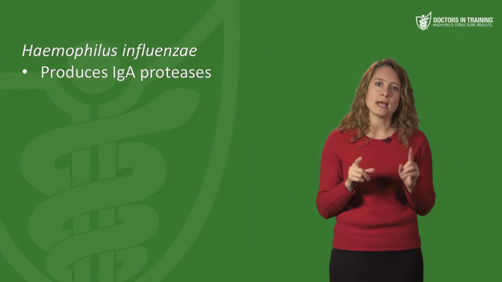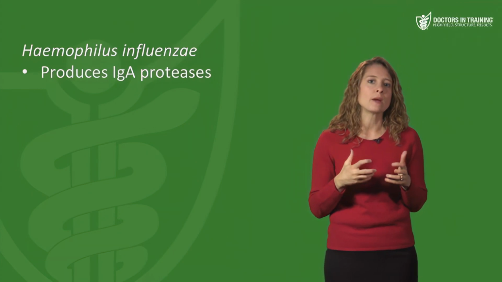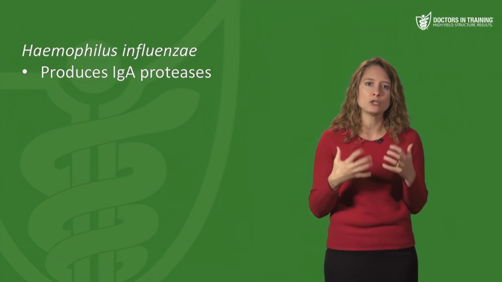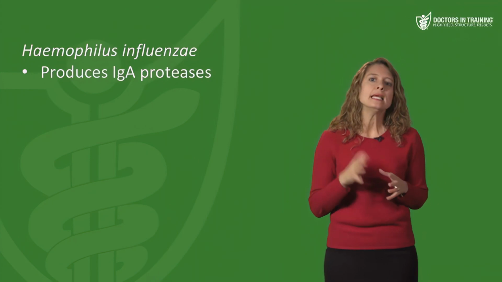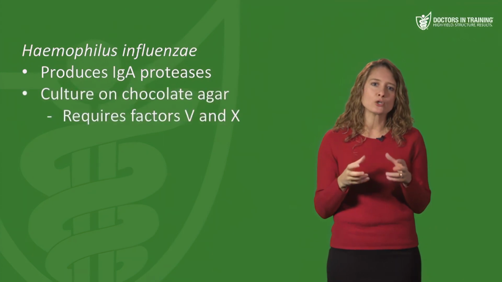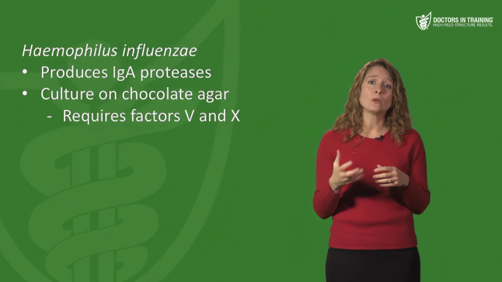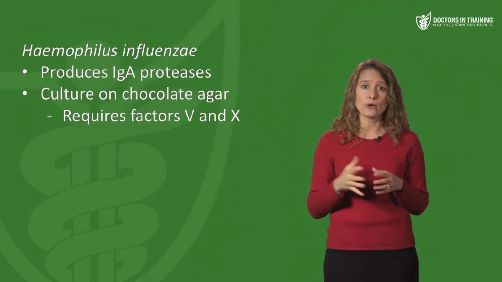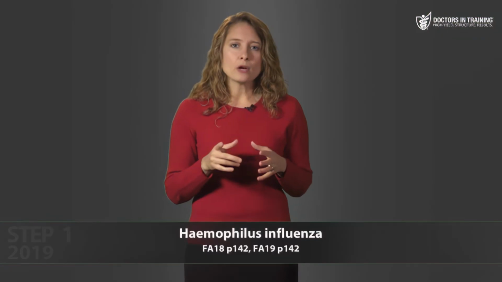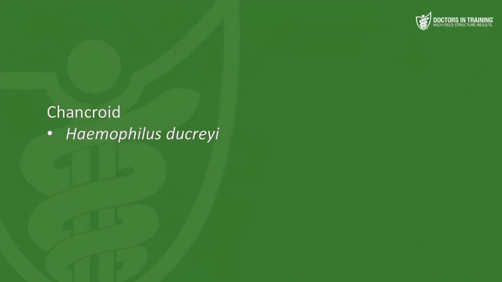flu. It produces an IgA protease, which can probably help it to cause those mucosal diseases that we see. Now, if you want to culture this, you have to culture it on chocolate agar, and it requires factors 5 and 10 for growth. One other Haemophilus species is Haemophilus ducreyi, which causes the sexually transmitted disease chancroid.